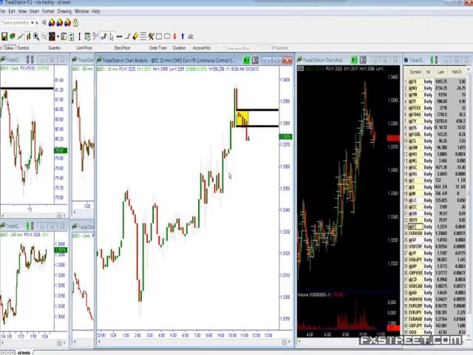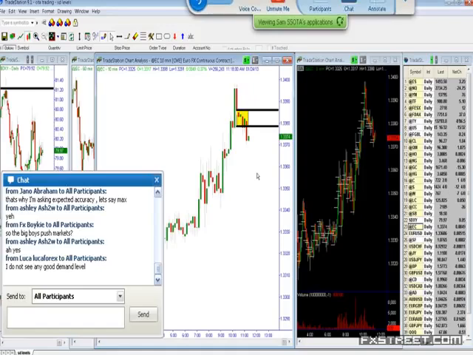Luca's saying, I do not see any good demand level. I agree, Luca. I don't see a whole lot of strong demand here either. We had levels today, but the demand levels are used up. Okay. Yeah, and Boyke, I would agree with you. Boyke's saying the big boys push the market.